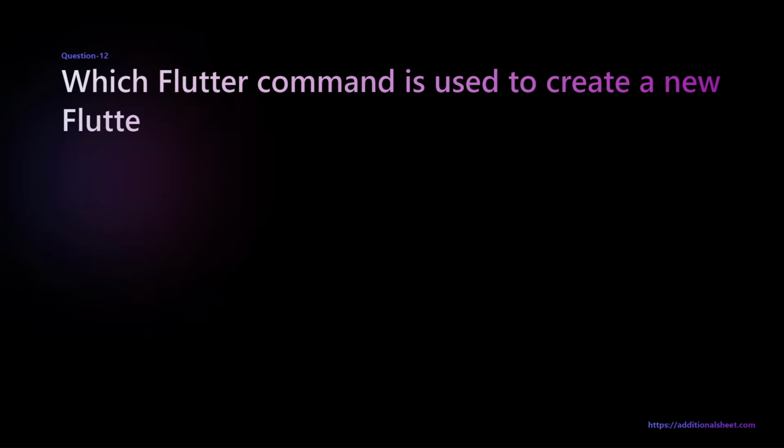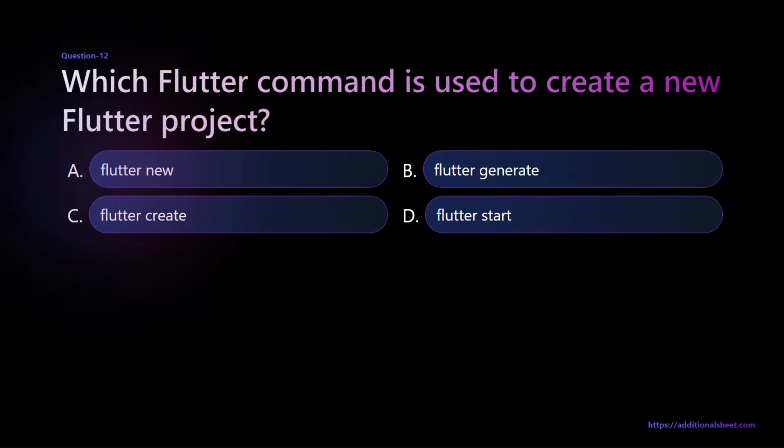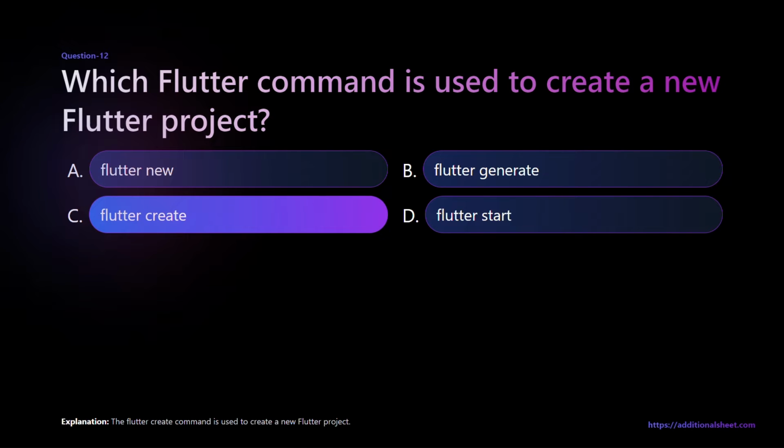Which Flutter command is used to create a new Flutter project? Option A, Flutter New. Option B, Flutter Generate. Option C, Flutter Create. Option D, Flutter Start. The correct answer is option C, Flutter Create.